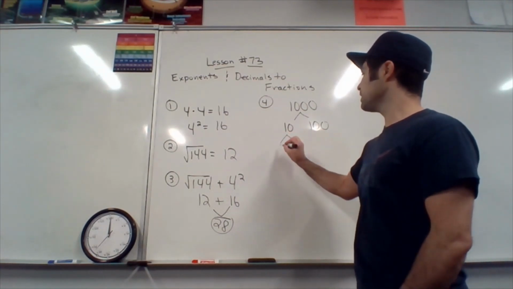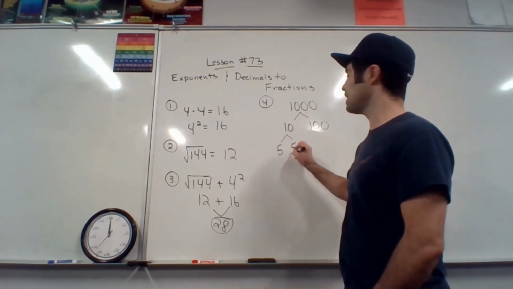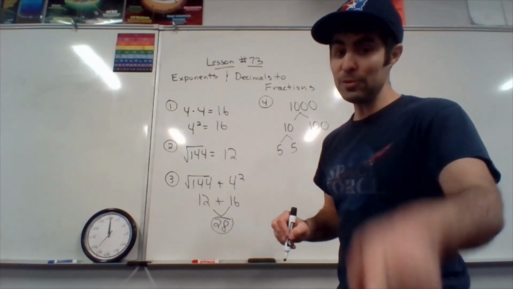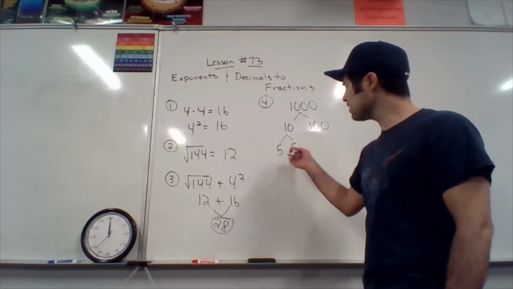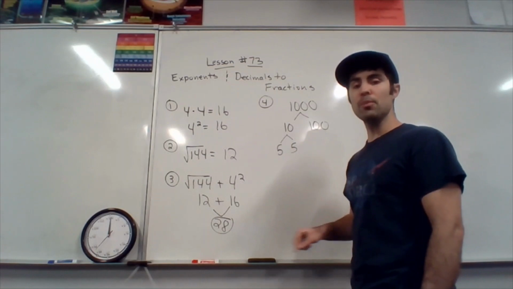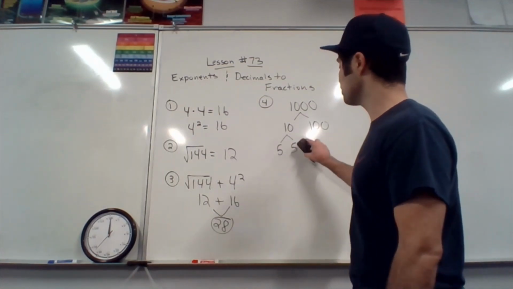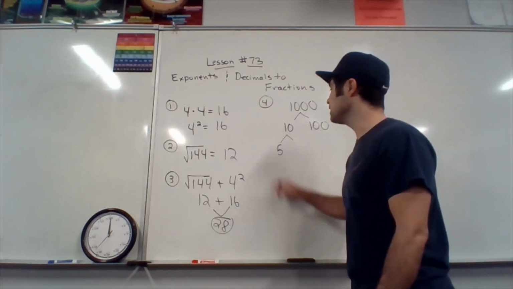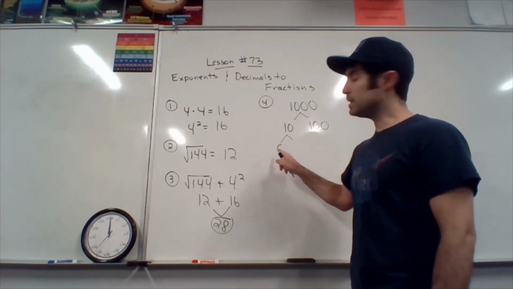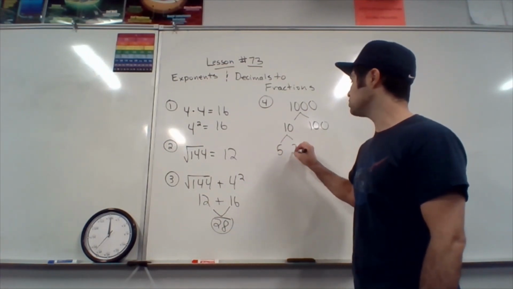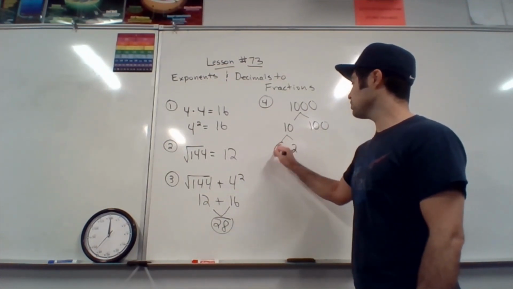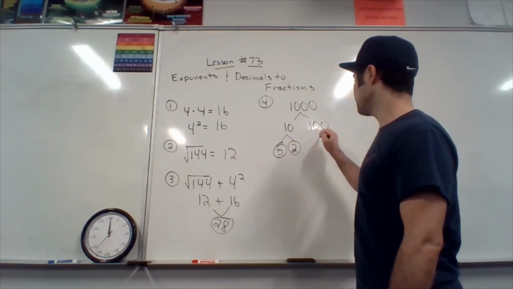I can break 10 down into 5 and 5. No, don't do that. That's a common mistake. Some people say, 5 plus 5 is 10. No, we're doing division and multiplication. Your brain needs to be thinking division and multiplication. 10 divided by 5 is not 5. 10 divided by 5 is 2. And these are both prime numbers because we can't break them down further.